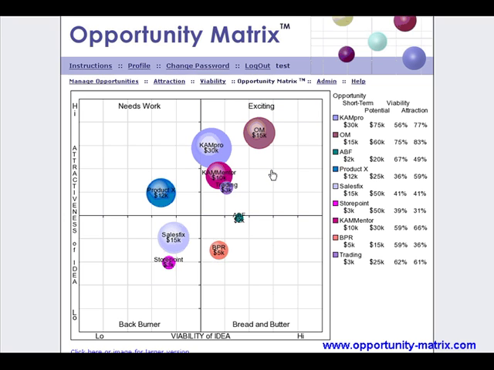Of course, we have to be aware of just how much money we might make, which is why the size of the balls represents the expected earnings. No point concentrating on the exciting opportunities if they won't make you enough money, like trading here.